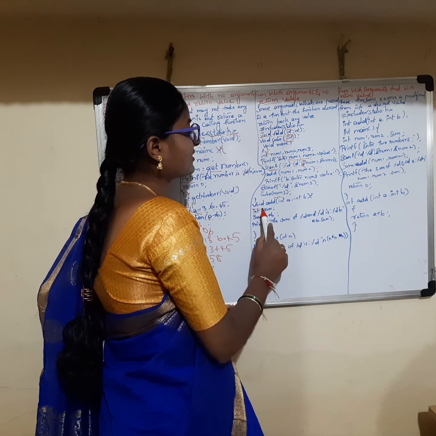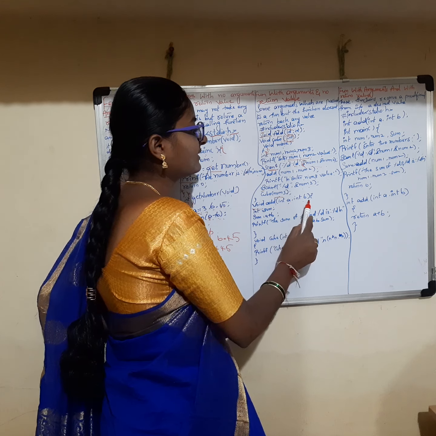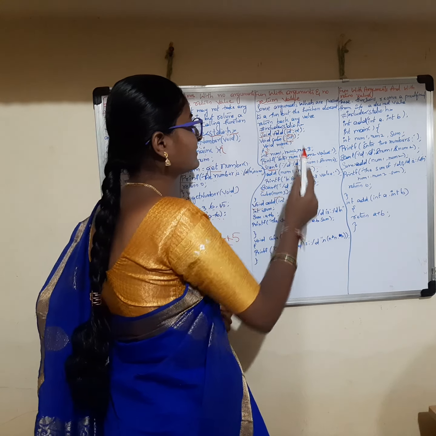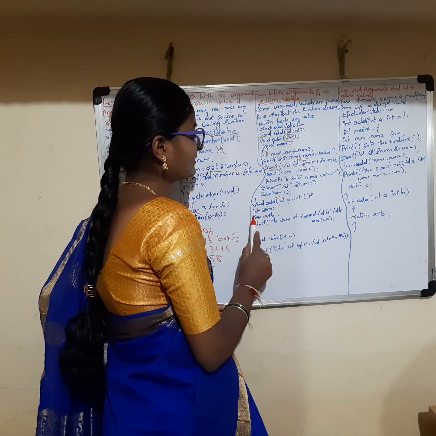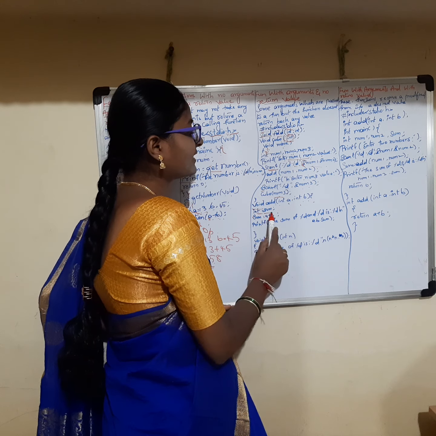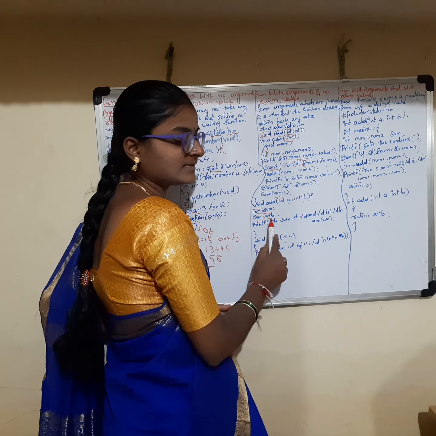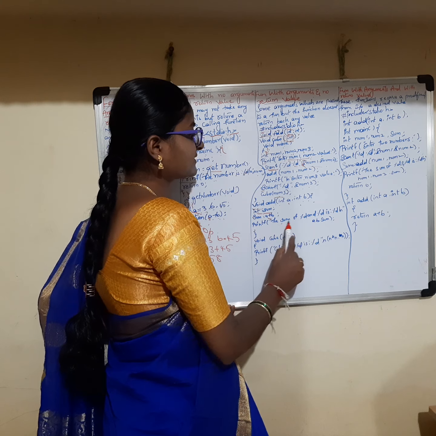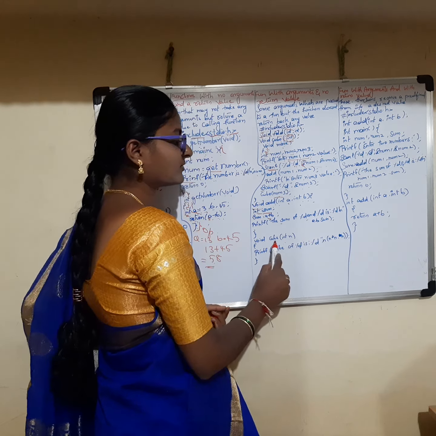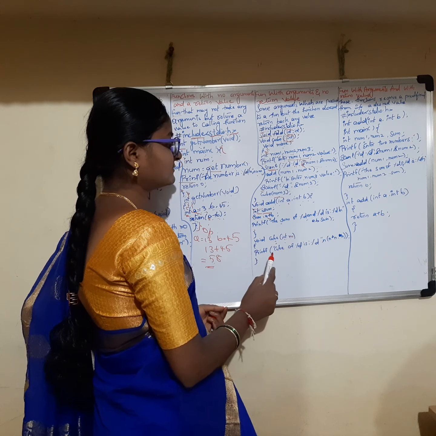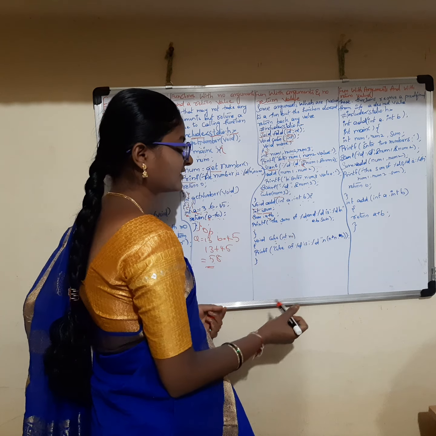Next void add(int a, int b). Numbers are given here, so int a and int b. Next int sum, we have sum equals a plus b. Next printf the sum is %d. Next void cube(int n). Next printf cube of the number, we can see now.